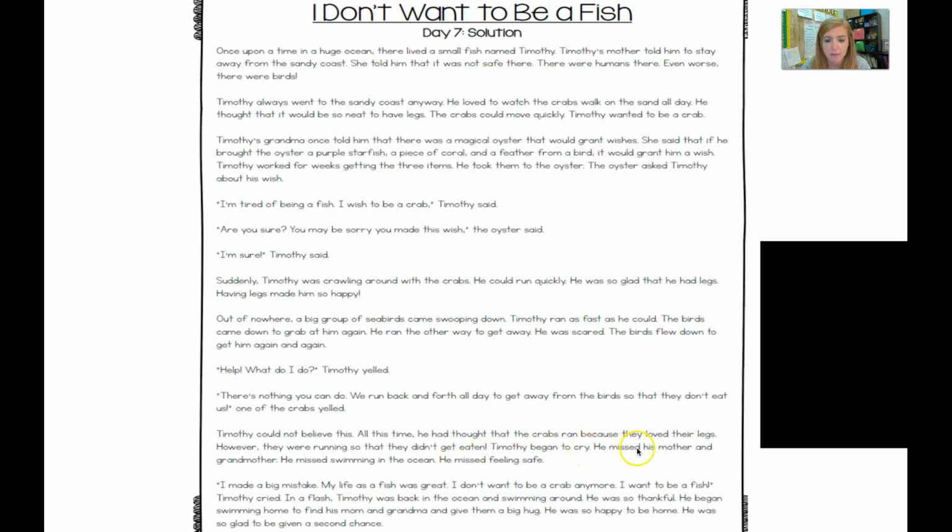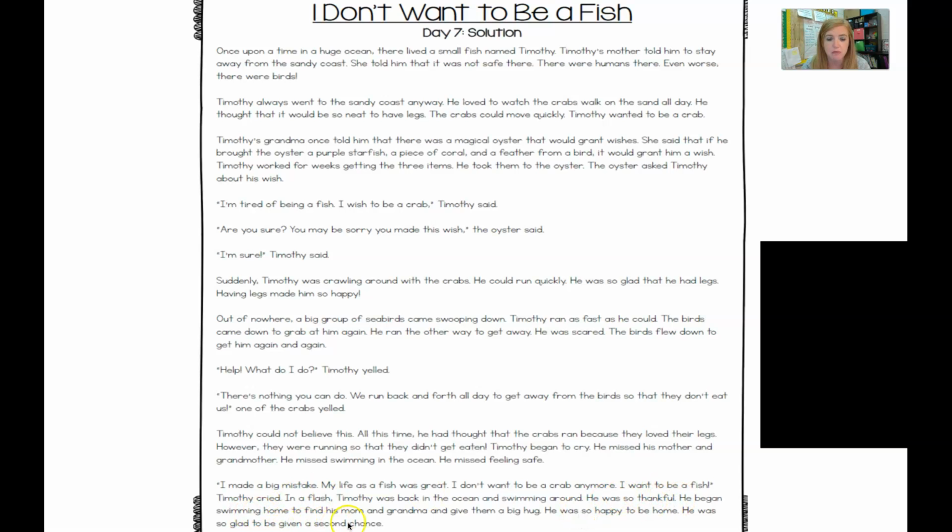Timothy began to cry. He missed his mother and grandmother. He missed swimming in the ocean. He missed feeling safe. "I made a big mistake. My life as a fish was great. I don't want to be a crab anymore. I want to be a fish," Timothy cried. In a flash, Timothy was back in the ocean and swimming around. He was so thankful.